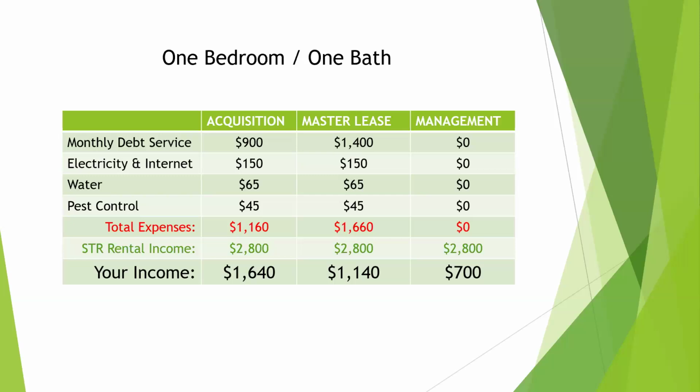Master lease strategy, you're going to have a monthly lease payment of $1,400. You're also going to be responsible for the expenses that keep that property up and running. And so at a $1,400 master lease amount, your utilities and everything is going to get you around $1,600 as your total expenses. On that same short-term rental revenue, if you're at $2,800 in short-term rental income, then your net profit on your master lease is going to be around $1,140.